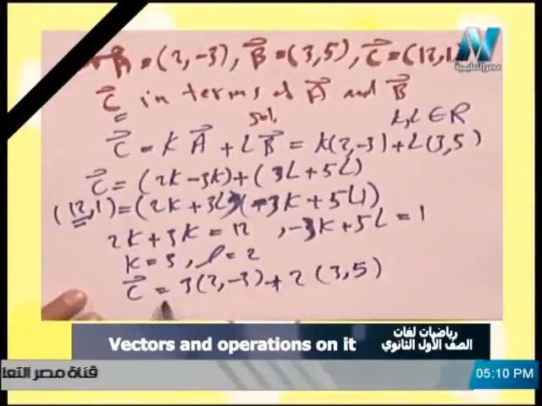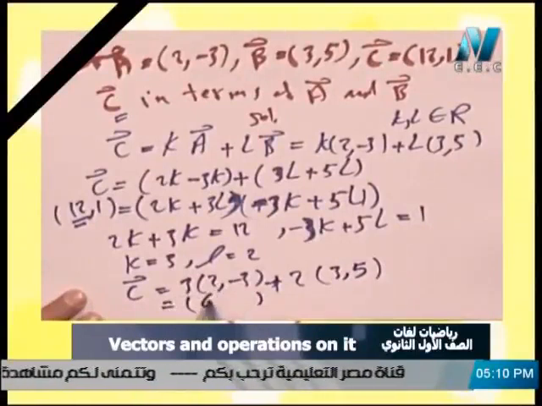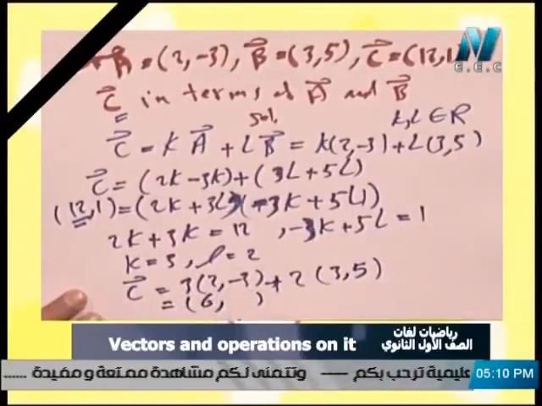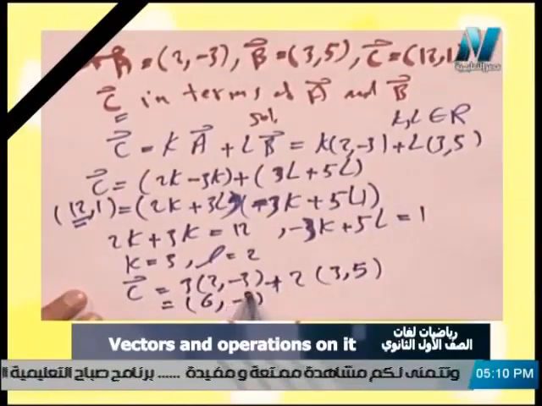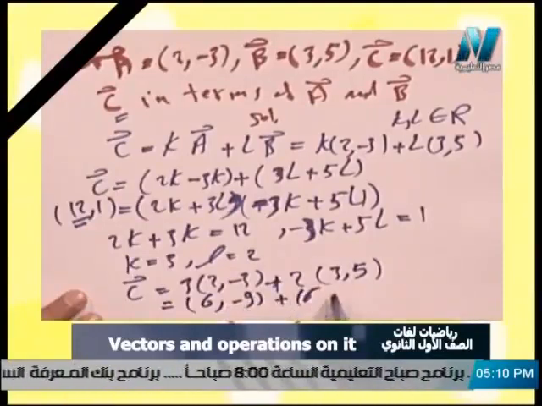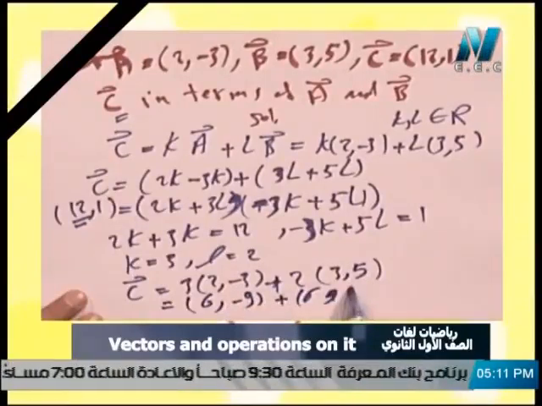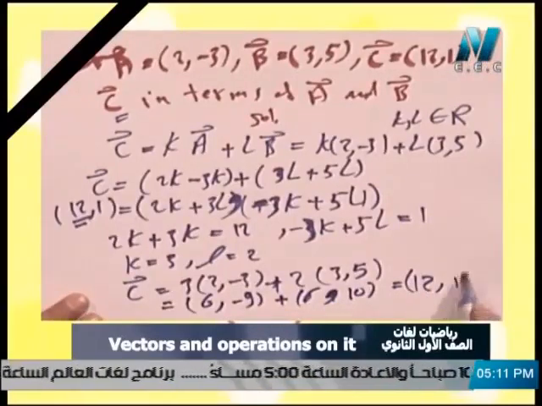So the answer will be 3 multiplied by 2 equals 6. 3 multiplied by negative 3 equals negative 9, plus 2 multiplied by 3 equals 6 also, plus 2 times 5 equals 10. So the answer will be 6 plus 6 equals 12, and negative 9 plus 10 equals 1.